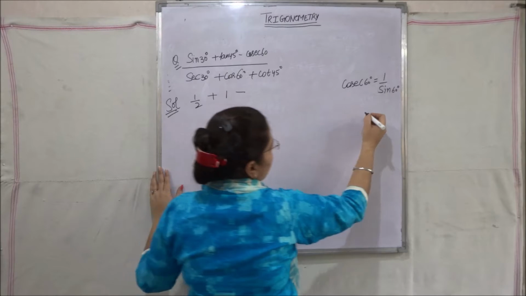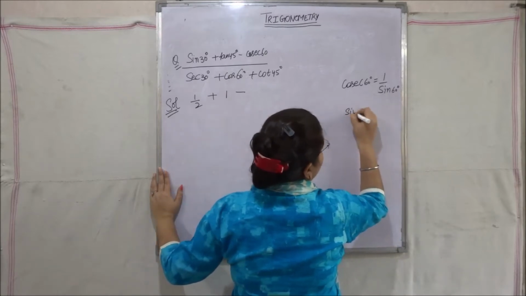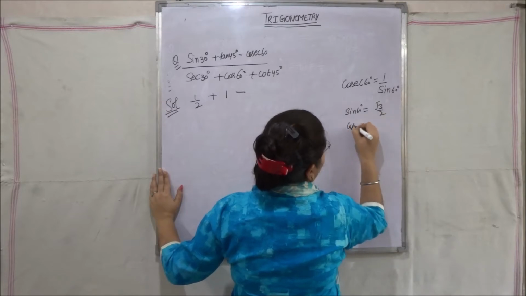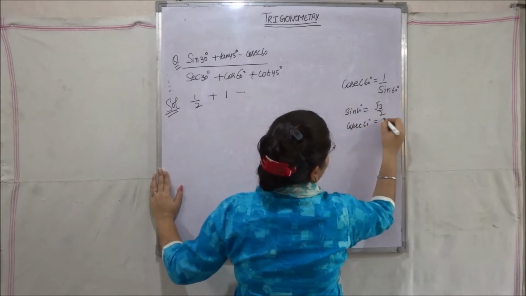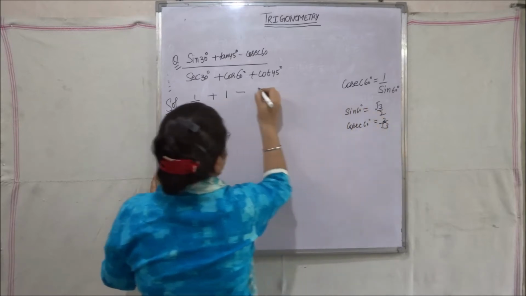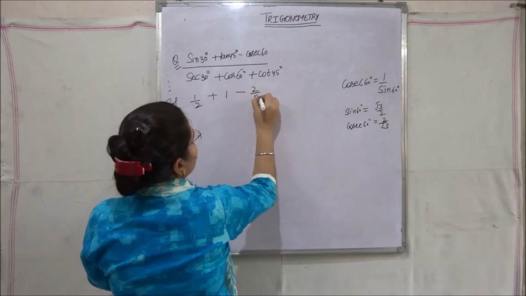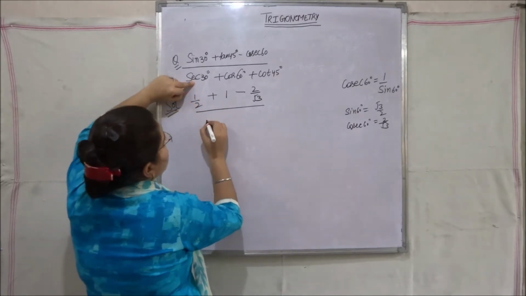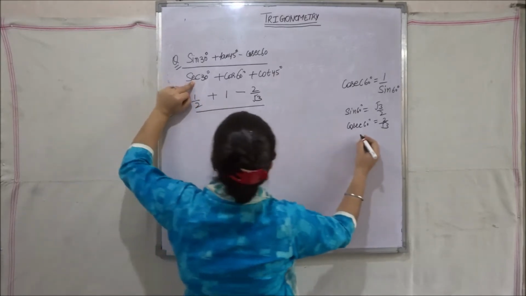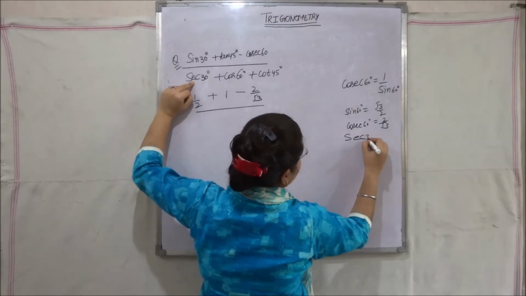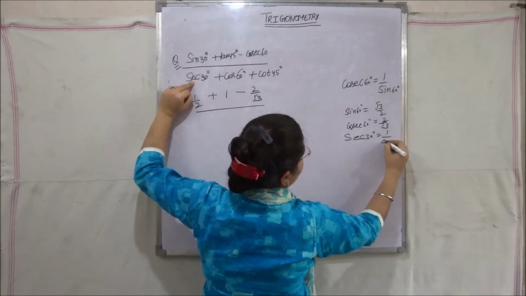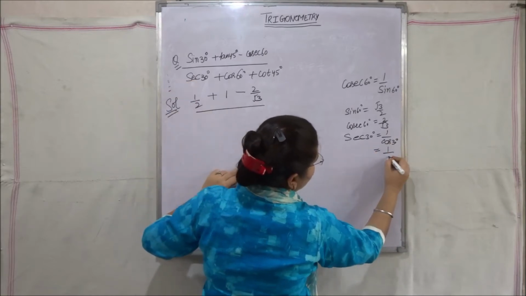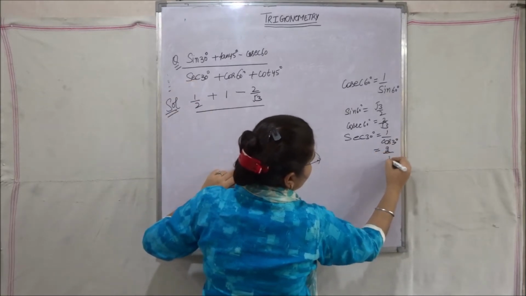Now sin 60 was root 3 by 2. So cosecant 60 will be 2 by root 3. So we will be putting here 2 by root 3. Secant 30 was 1 by cos 30. Secant 30 will be 1 upon cos 30. Now the value of 1 by cos 30, cos 30 being root 3 by 2, will be 2 by root 3.